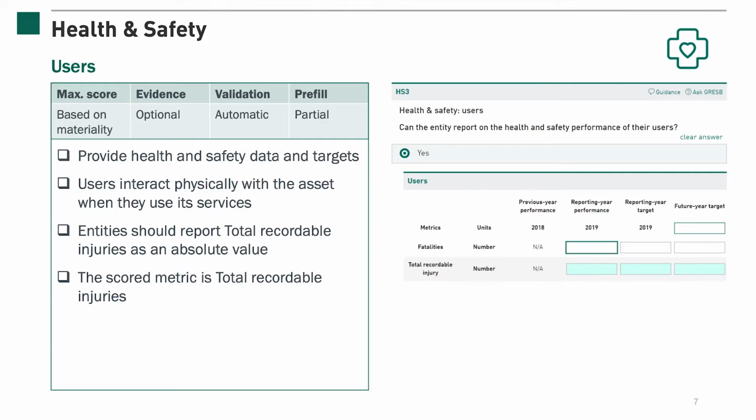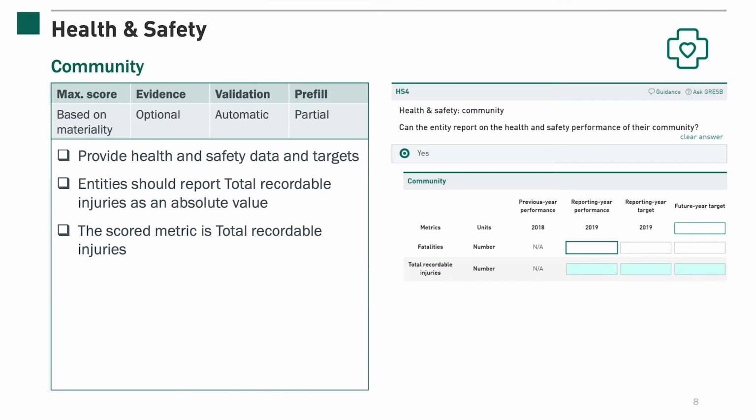Entities should only answer the question on whether they can report on health and safety of users with yes if they've assessed the values for all of the mandatory metrics in the performance table. The mandatory metric in this indicator is fatalities, and the scored metric is total recordable injuries. To obtain full points for the indicator, entities should provide targets for the reporting year and a future year for the scored metric. Note that the targets for this metric are not calculated automatically.